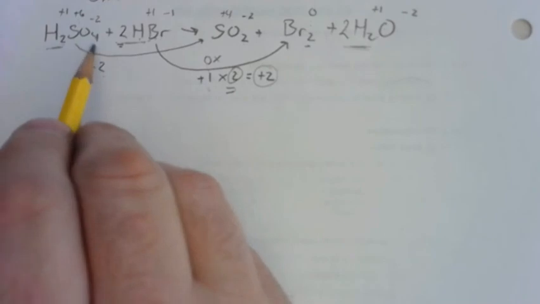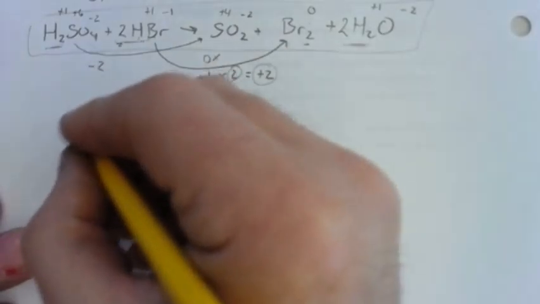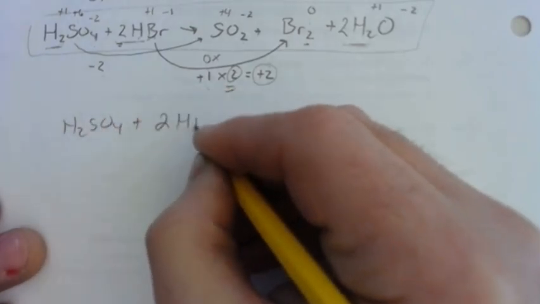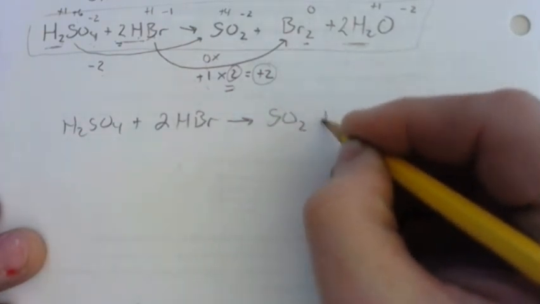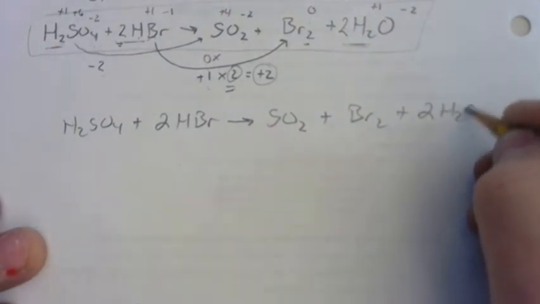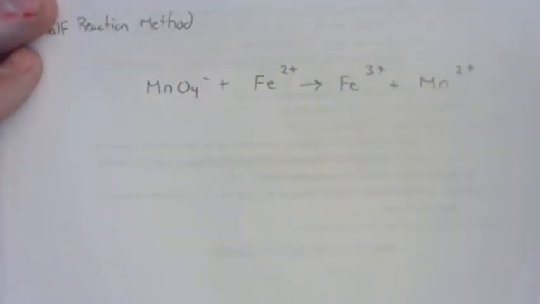We have 4 oxygens here. So now it is balanced. We would say that it is H2SO4 plus 2 HBr react to form SO2 plus Br2 plus 2 waters. And that is the oxidation number method. Now, the half reaction method is done differently.